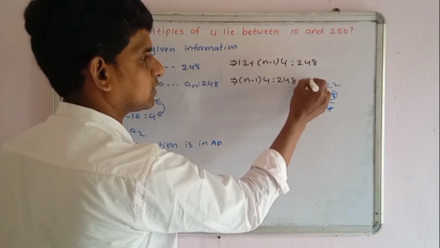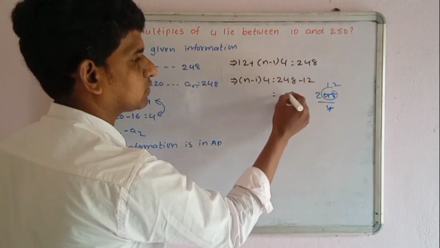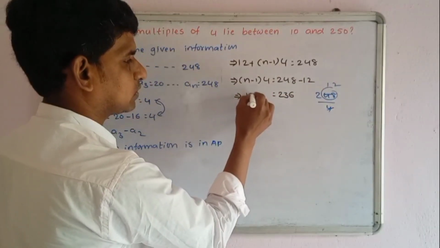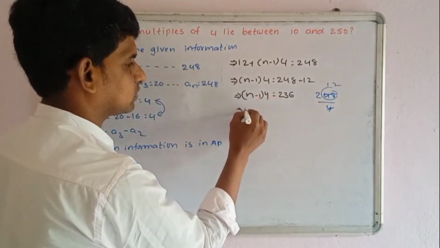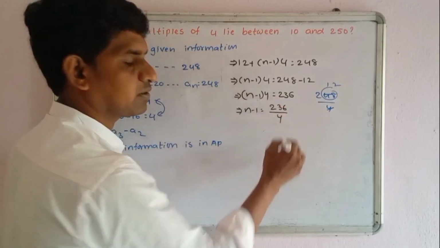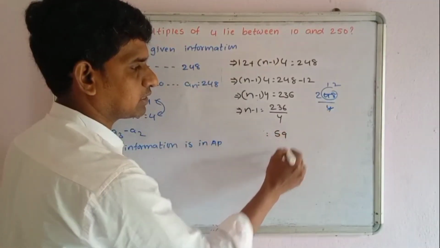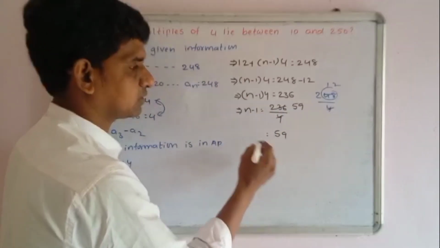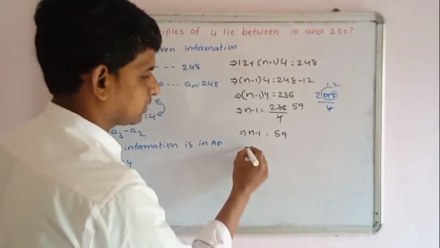12 transpose to right side, minus 12. So 248 minus 12 is 236. So (n minus 1) into 4 equals 236. So n minus 1 equals 236, 4 transpose to right side, divided by 4. So how many times 4? 4 fives are 20, 4 nines are 36, 236, 4 fifty-nines. So n minus 1 equals 59.